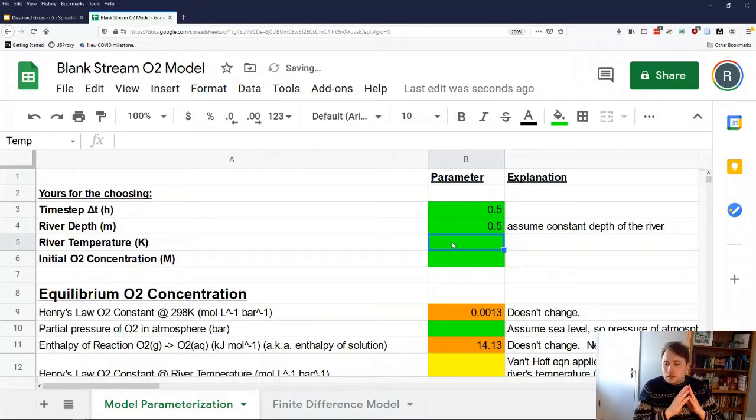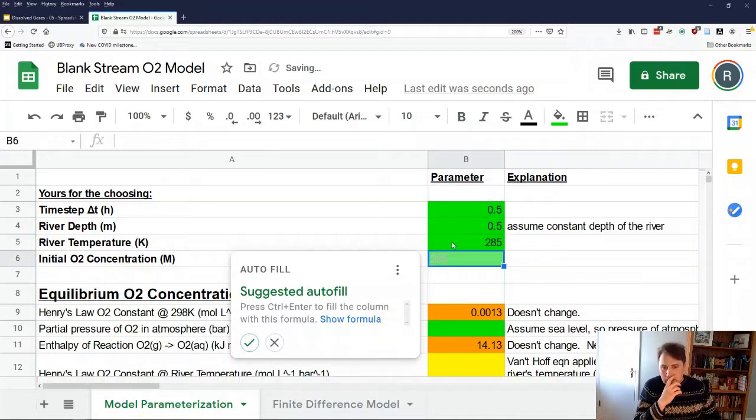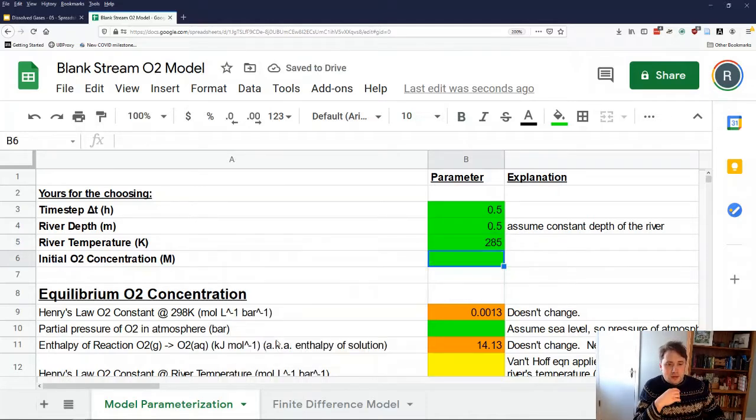Our river temperature, the river temperature that we said was 12 degrees Celsius, and we need to convert that to Kelvin, so add 273, and we have a temperature of 285. I do not want to autofill that. And our initial oxygen concentration, I said I would give this to you, and I will. It's going to be 0.000345. Okay, good enough. So this is the concentration of oxygen at midnight at the beginning of our model, time 0.